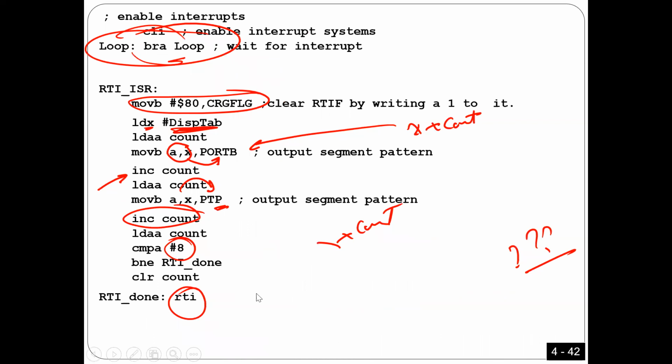So here, I'm going to compare count to 8. If it is 8, you have to go to 0 again, okay? Because I have to go to the first number again. Any questions?